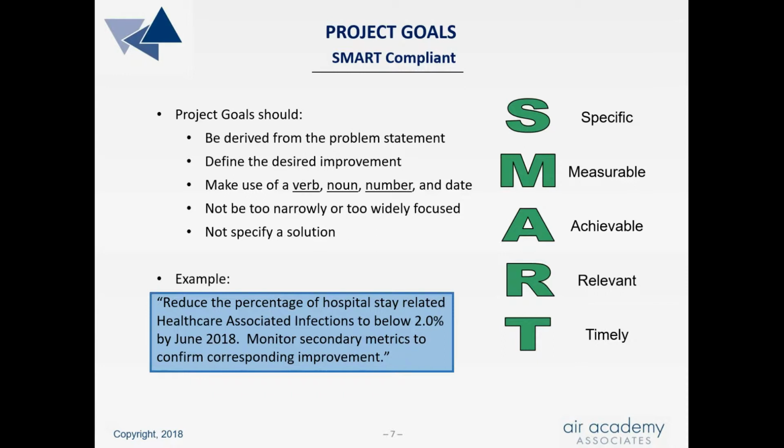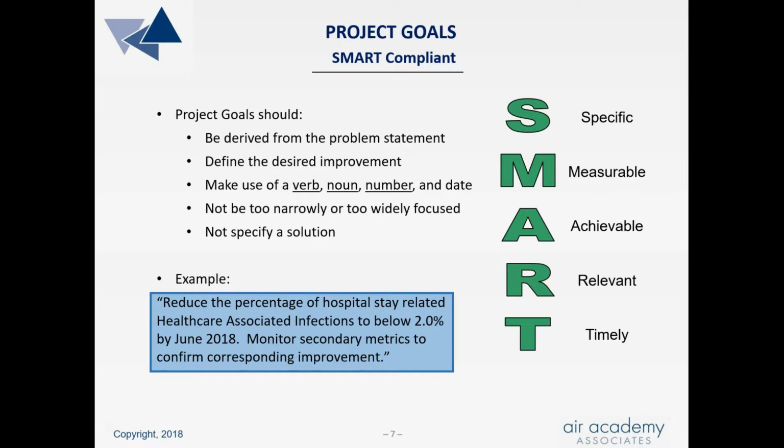Once we have a problem statement, then we turn our attention to developing project goals. Project goals are derived from the problem statement and define the desired improvement. Project goals, like the problem statement, should be clear and concise. Project goals should comply with the SMART acronym. They should be specific, measurable, achievable, relevant, and timely. The goal should be worded in a way that drives action by a certain time frame. Goals should not be too narrow or too broad. Like the problem statement, they should not specify a solution.